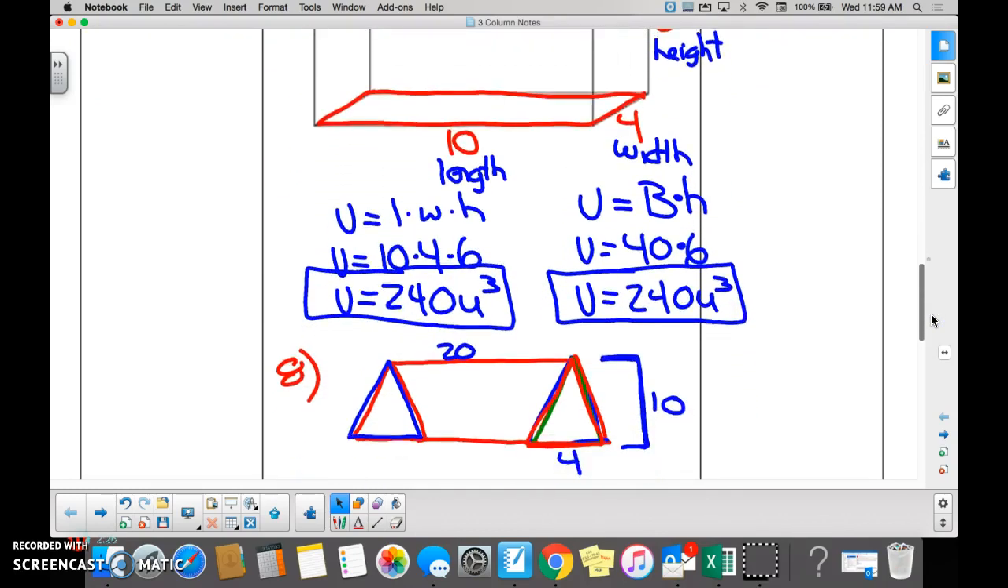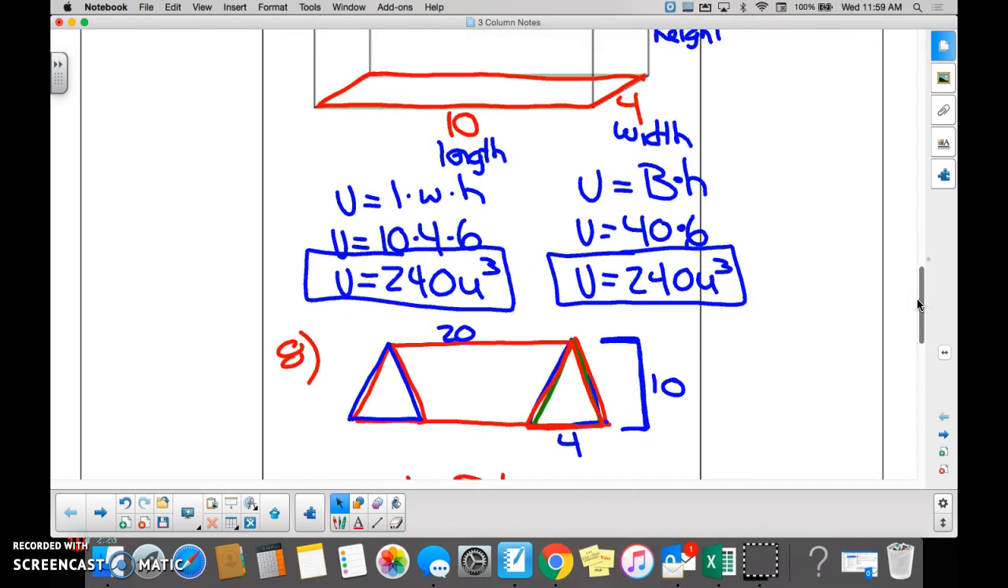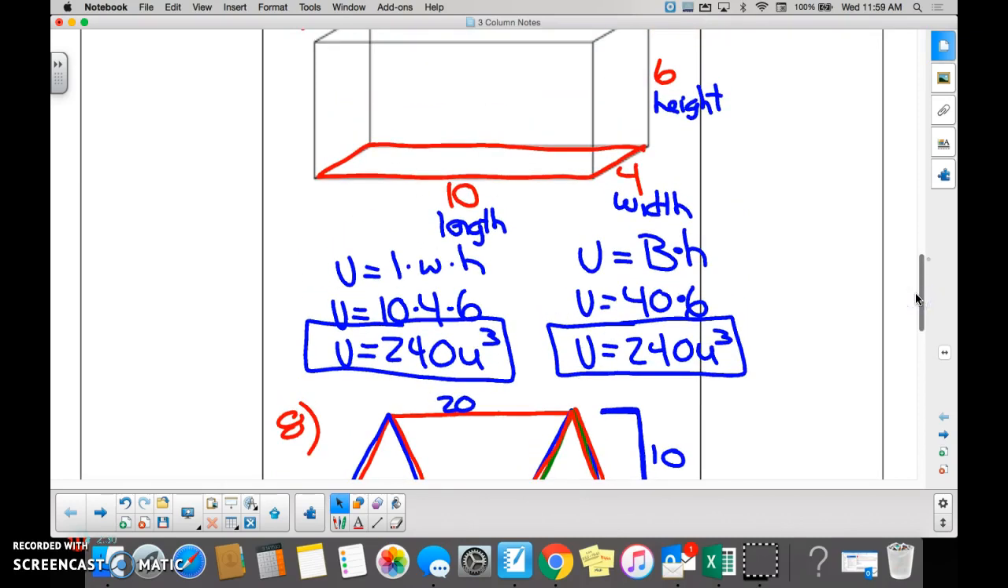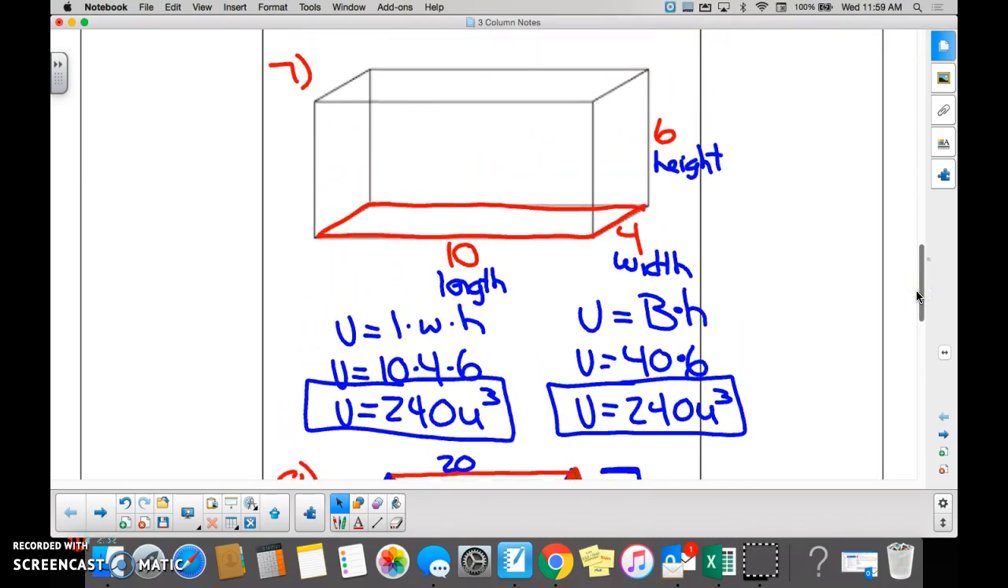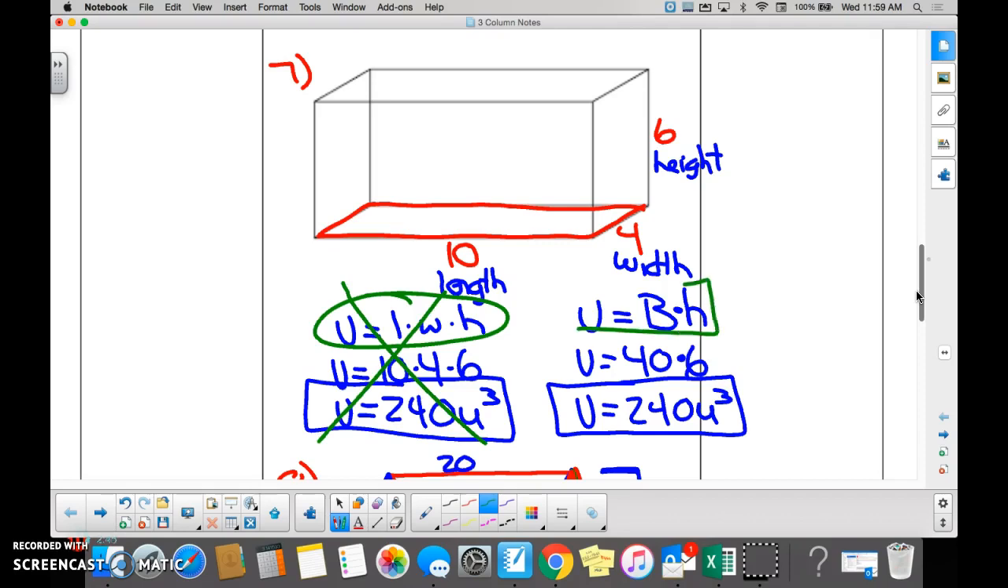From this point forward, do we use for any type of volume this formula? No. It actually works for a rectangular prism, but it only works for a rectangular prism. So we just want to say no thank you, right? Yeah. From now on, we're going to use this formula.